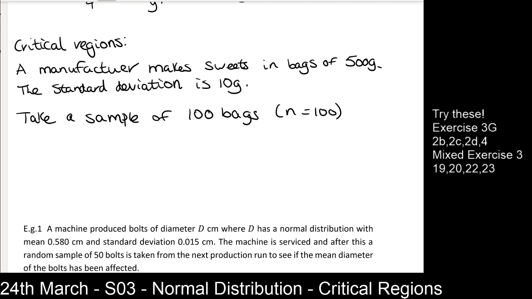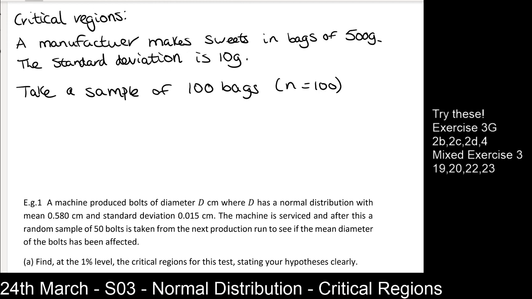Now, if I was to work out the mean of that sample, it's unlikely that I'd get exactly 500. Now, if the mean truly is 500 grams, the sample should be quite close to that. You wouldn't expect to find many samples where it's quite far away from that mean. So let's say we just take a sample of 100 bags.